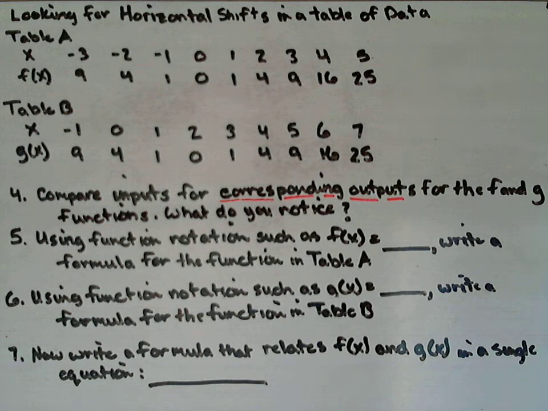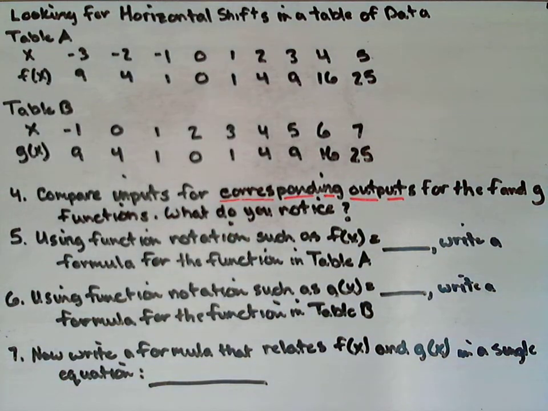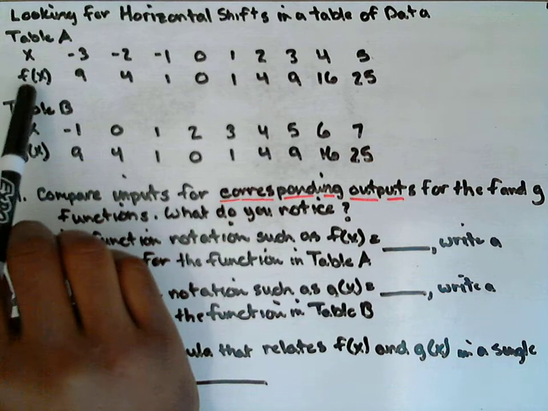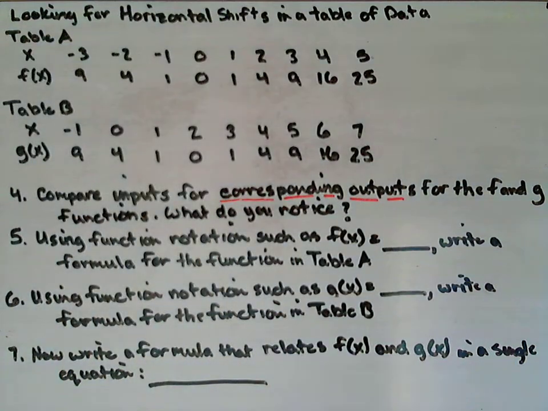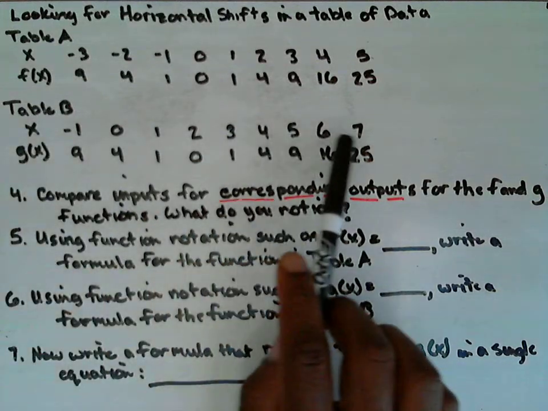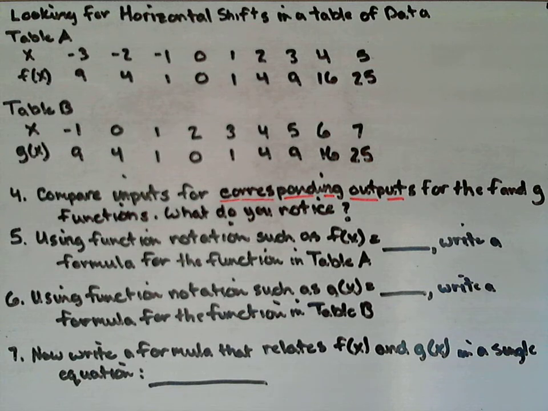Okay, and for 4 through 6, we'll be looking for horizontal shifts in a table of data. On your sheet, you should have two tables, Table A and Table B. Both those tables have an X row, which is all the inputs, and an F of X row, which is all the corresponding outputs. And Table B has its X inputs in its first row, and its G of X outputs in the second row, which would be the outputs for each corresponding X input.